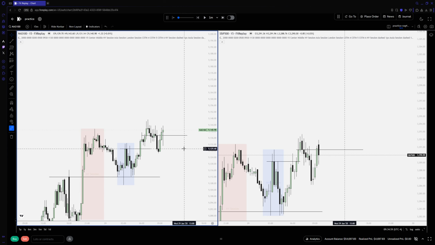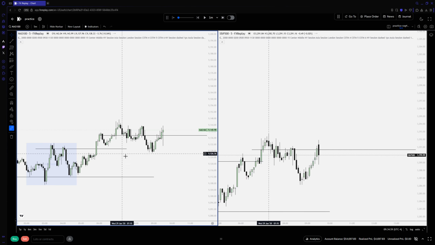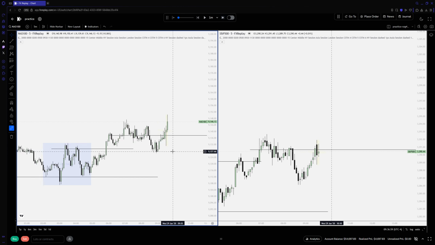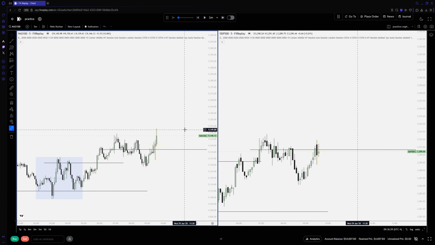Because we do already have a change in state. Let's just go down to the 5 minute. So let's just see here. Looks like NAS is leading. We do have a swing point here. We dipped into this fair value gap.